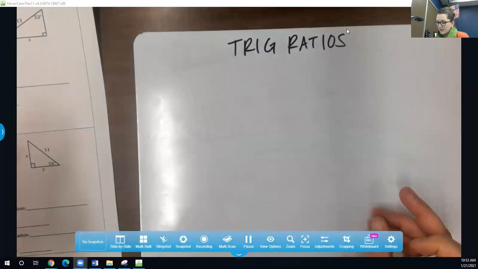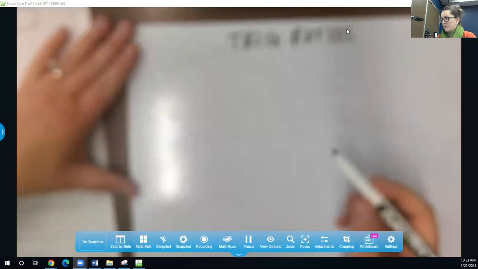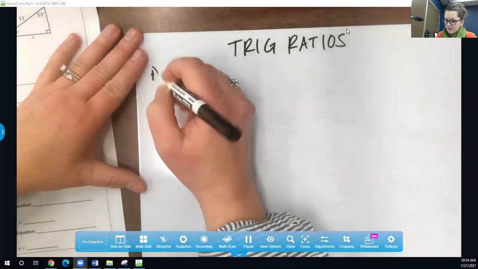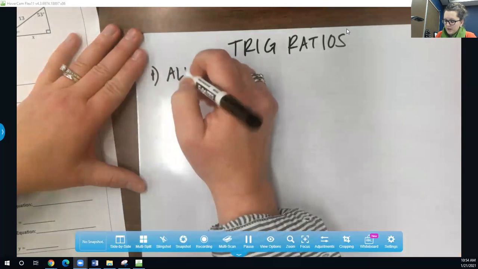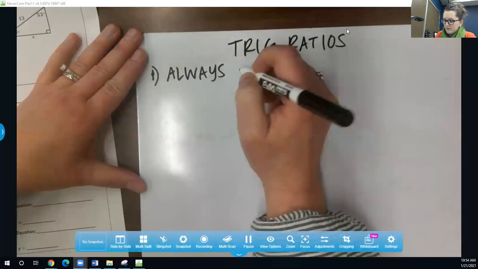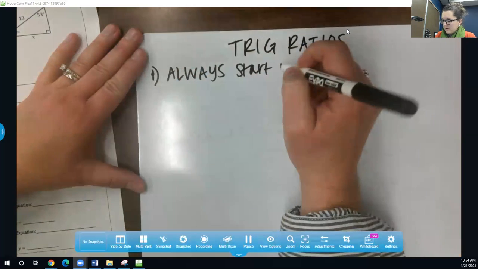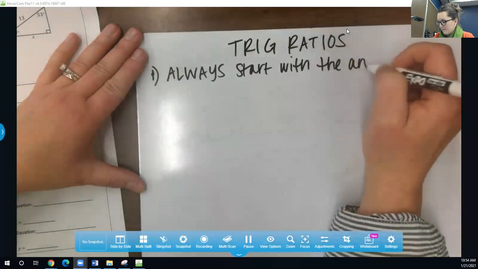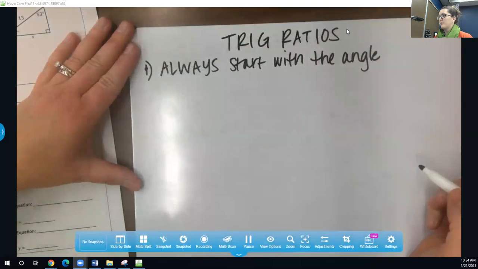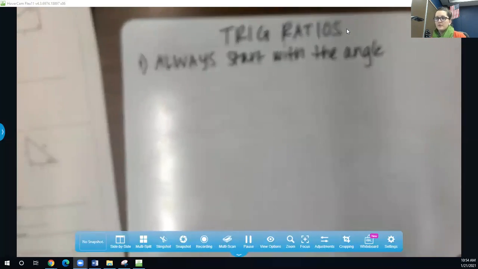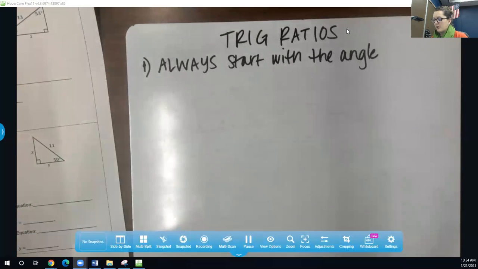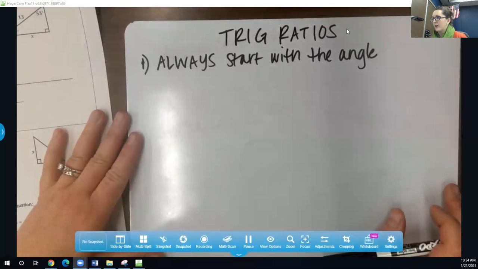So here's some things that I want us to remember. Here's our first key. Remember our tips from the other day. Always start with your angle. That's the first thing that you want to start with. That'll help you figure out what the relationships are between the angle and the side. So always start with the angle, okay?